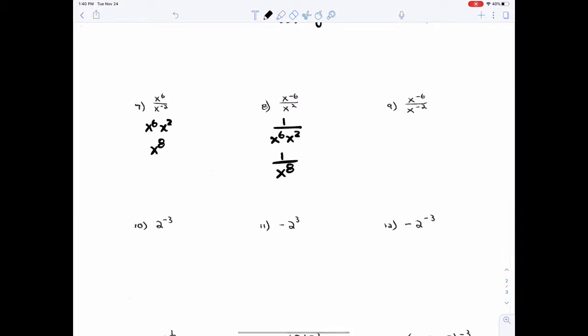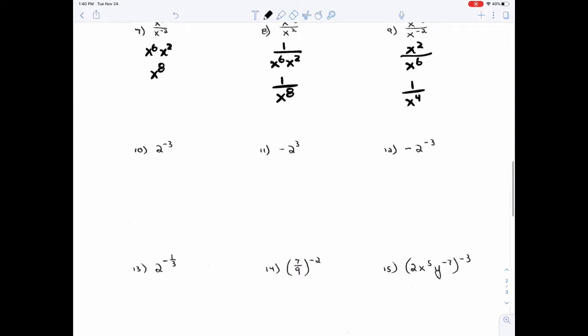Number 9, this is where people will really get messed up if they're actually trying to combine these things with negative exponents, et cetera, et cetera. The one in the numerator goes to the denominator, and the one in the denominator goes to the numerator. And now you just subtract the smaller one from the larger one, and you get 1 over x to the 4th. Okay? All right, here.